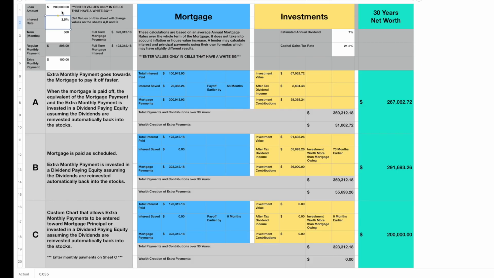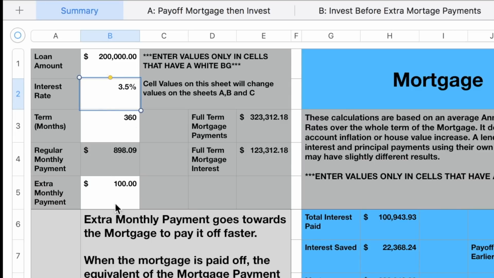So the first thing we're going to do, we're just going to roll through this. We're going to look at the top section here. This is where you enter your data. All of the data gets entered in the white cells.